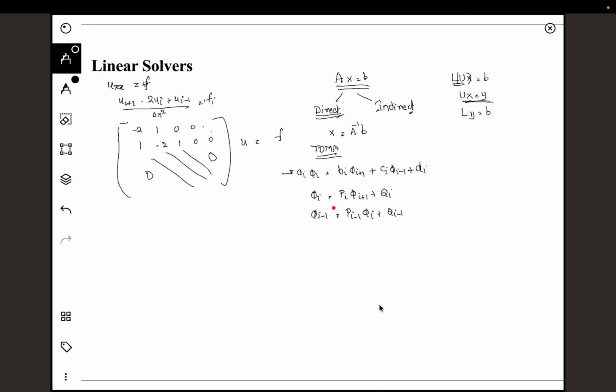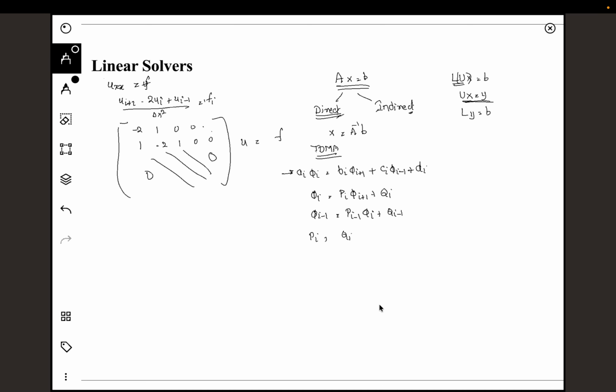I can substitute phi_(i-1) into here. Then I will have an equation between phi_i and phi_(i+1). Then compare these two equations. From there I will get expressions for p_i and q_i. Then I have to do this iteratively. So I'll start from i equal to n and then keep doing it. So that is the Thomas algorithm. That is with respect to the direct method.